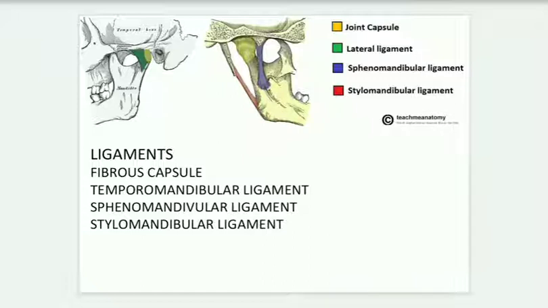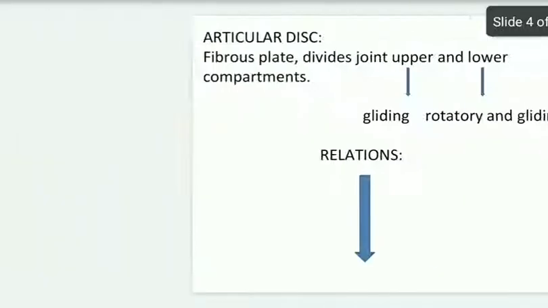Next, the temporomandibular ligament gets attached to the temporal bone and the neck of the mandible, and it strengthens the capsular ligament. The sphenomandibular ligament is an accessory ligament, and it gets attached to the sphenoid bone and the mandible. Next, we have the stylomandibular ligament, which gets attached to the styloid process and the ramus of the mandible. It is also another accessory ligament of the joint.